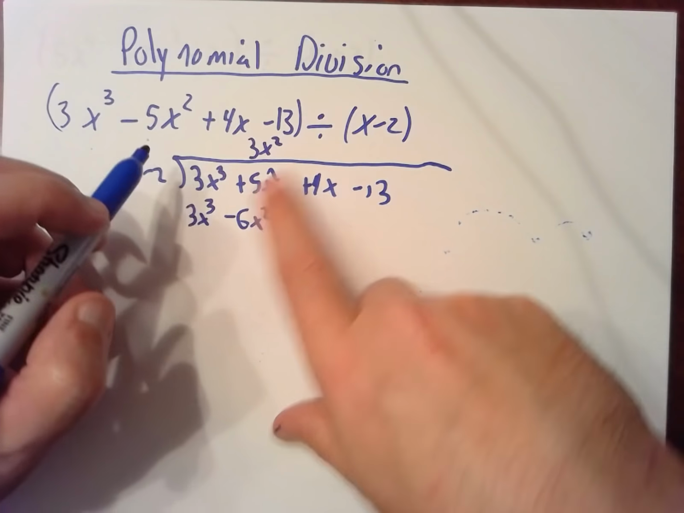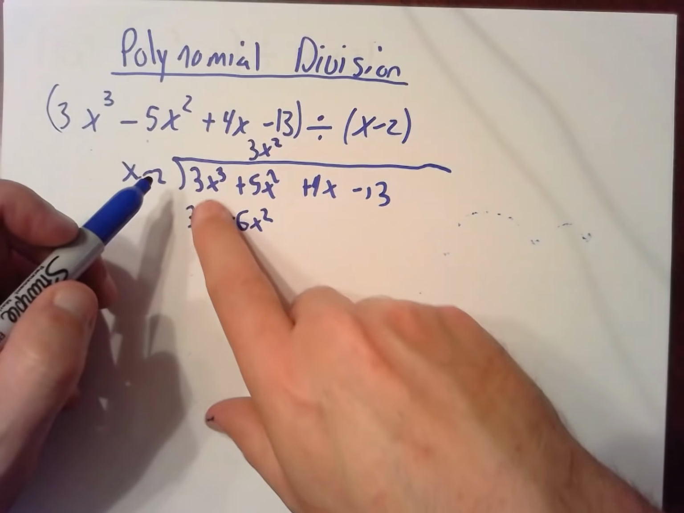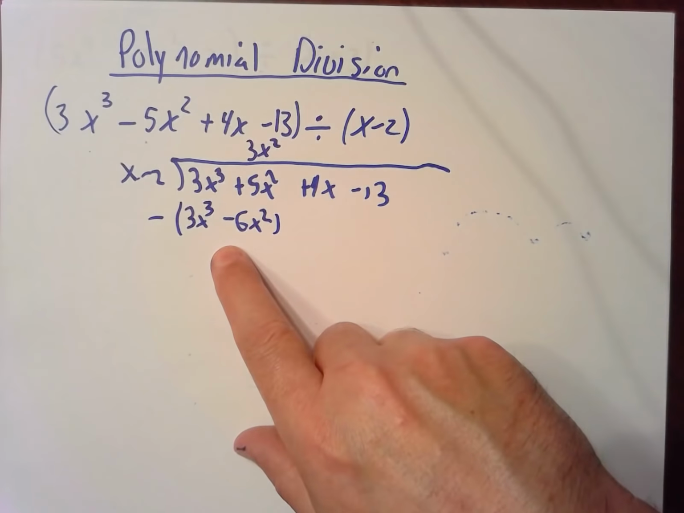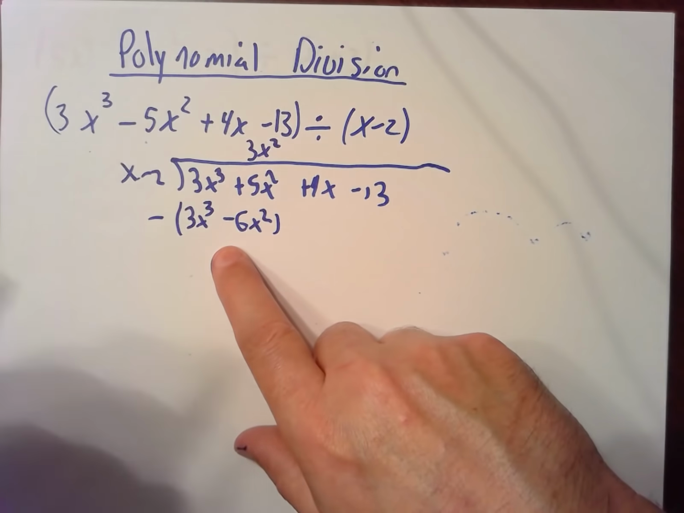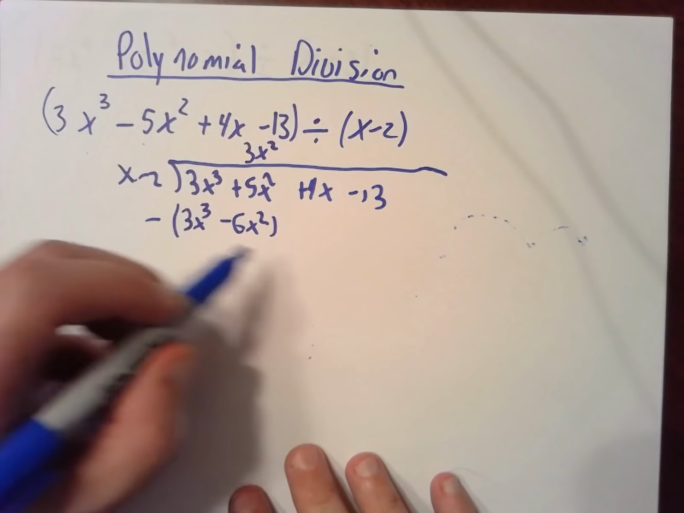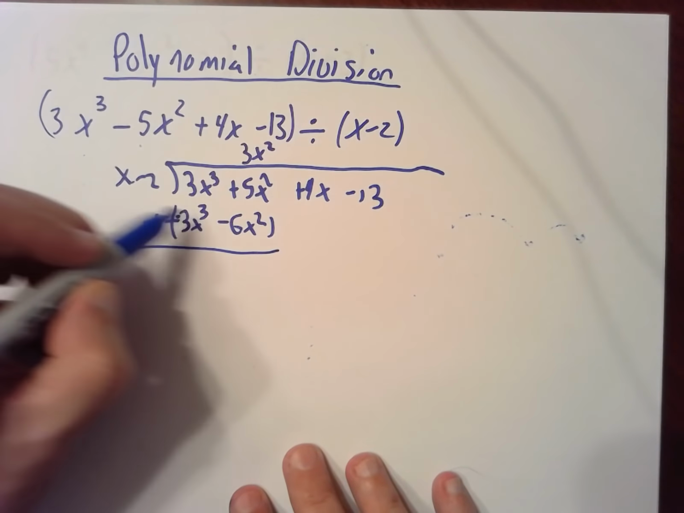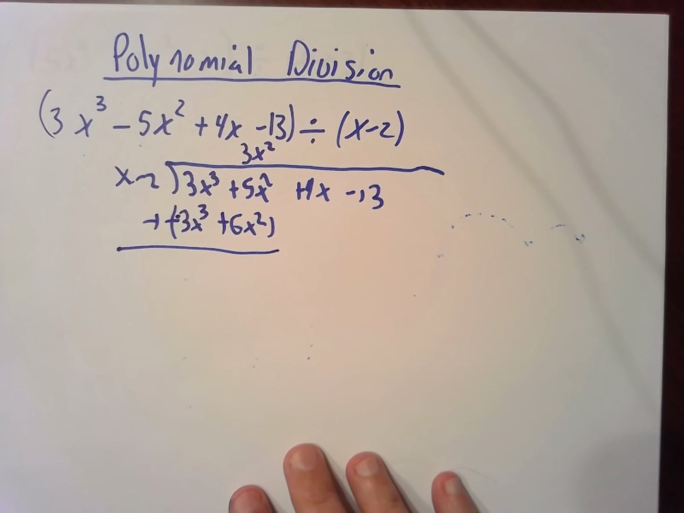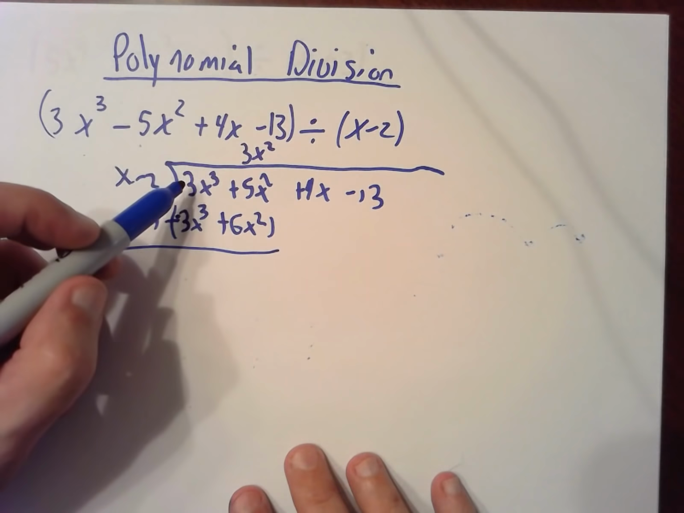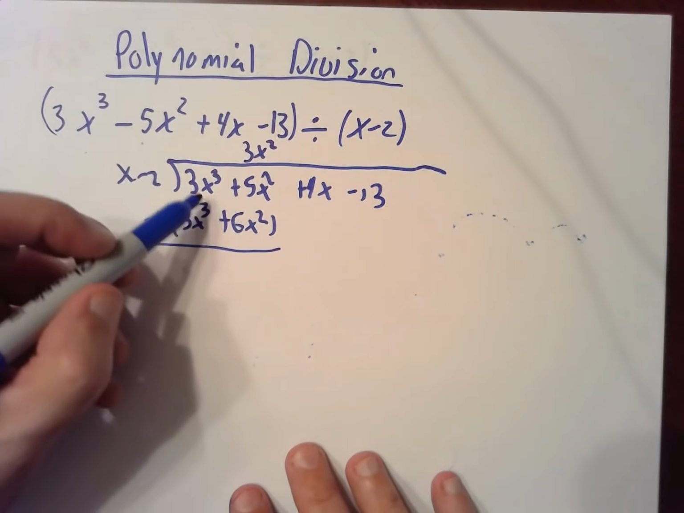Distribute. Now remember, when you're doing division, like regular division of numbers, you're supposed to take that thing you just got and subtract it. So here's my suggestion to you. As soon as you write this down, draw the line, change the signs. Because we're subtracting. Draw the line, change the signs. And then we get to add.